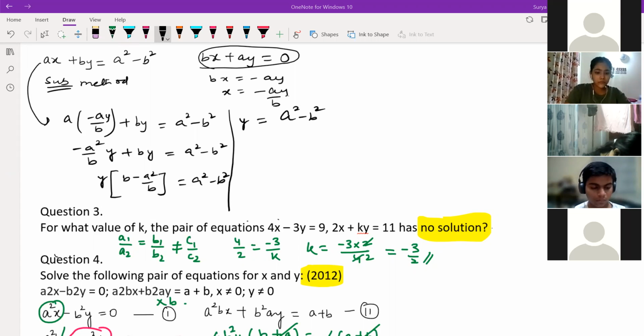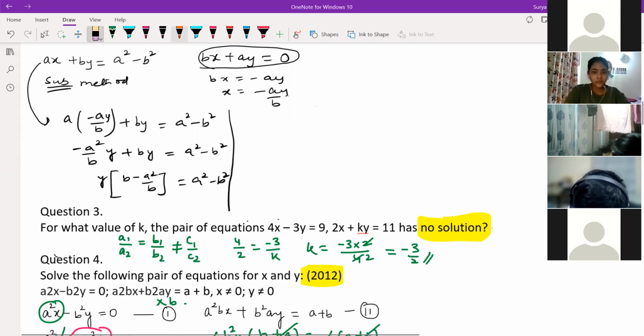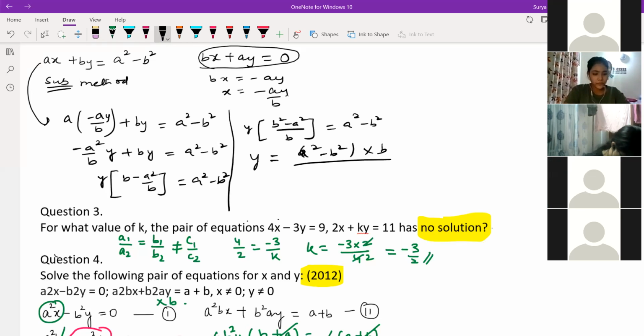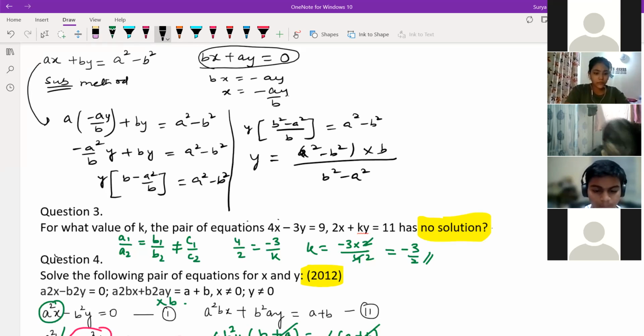so a square minus b square. Again you solve this one also. First don't write y only. First you take y into b square minus a square divided by b. Can you write like this? First I've taken LCM over here. Then y is equal to a square minus b square multiplied by b, divided by b square minus a square, correct?